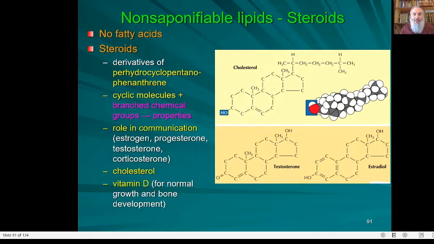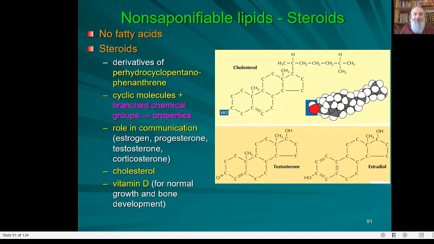This class contains steroids and terpenes. This class is characterized by the absence of fatty acids. No fatty acids occur in these lipids, therefore they are not saponifiable, because saponification depends on the presence of fatty acids. Steroids are actually diverse.